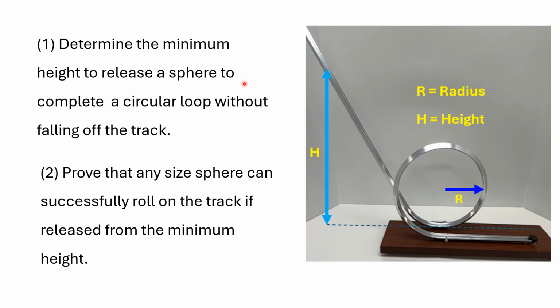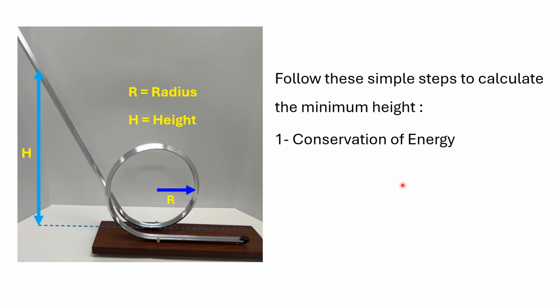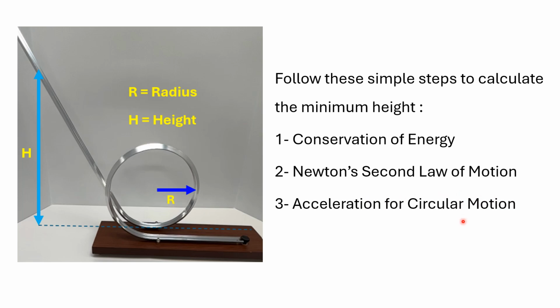So the point of this video is to determine the minimum height to release a sphere to complete a circular loop without falling off the track, and to prove that any sphere can successfully roll on the track when it's released from the minimal height. We are going to follow 3 steps. The first one is the conservation of energy. The second one is Newton's second law of motion. And the third step is the acceleration for circular motion.